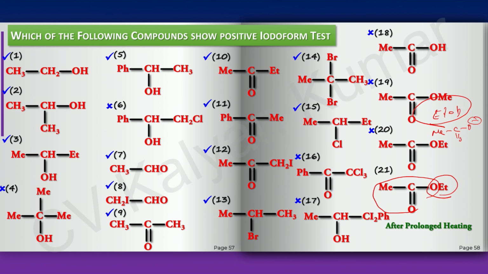Can you see ethanol gives? Number one. This means if you were to do prolonged heating, then the OEt will become EtOH and that would give the reaction. Therefore, it will give after prolonged heating.